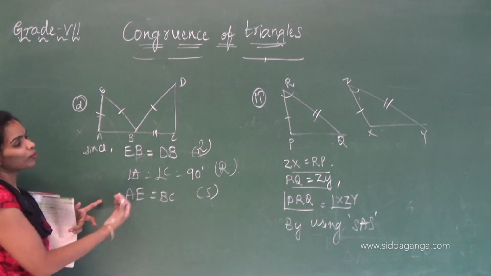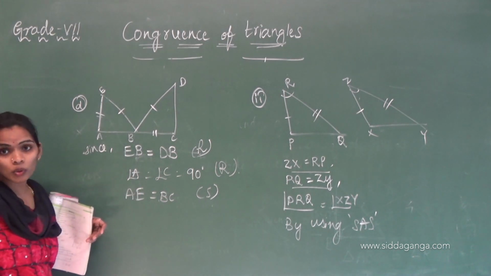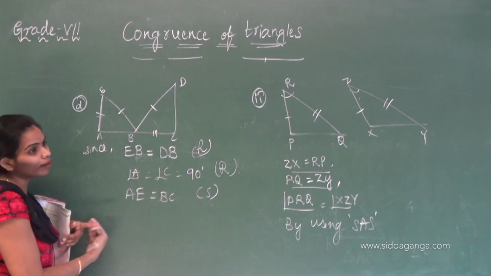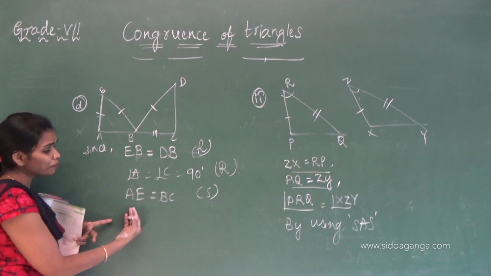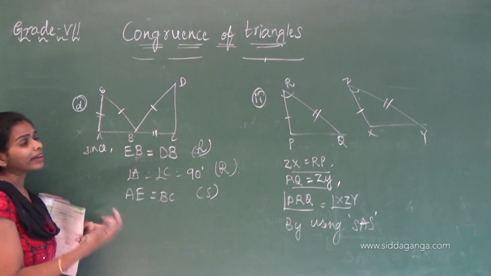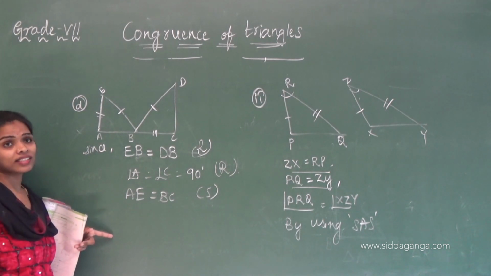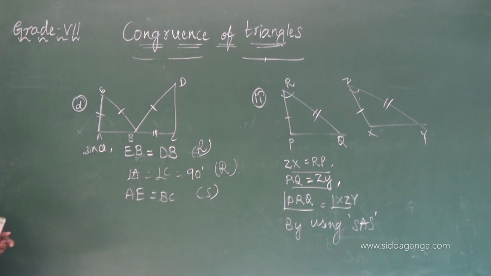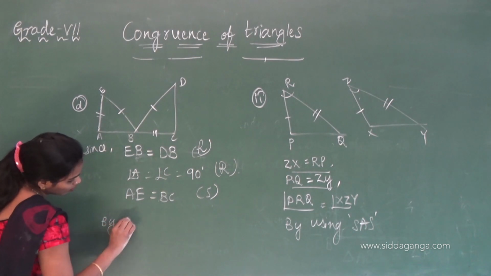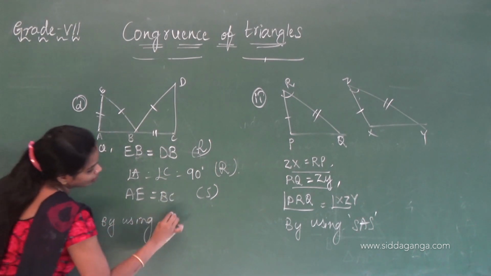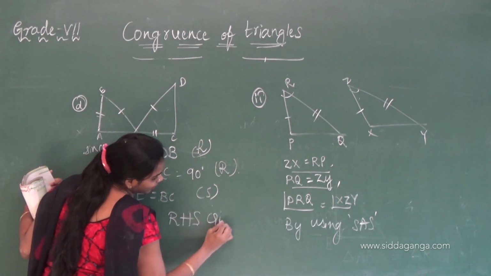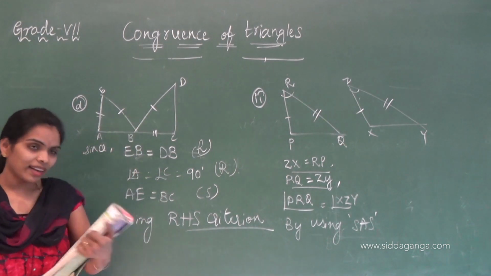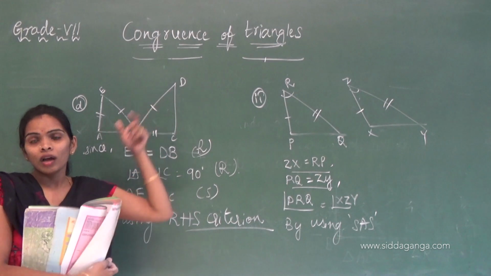Now, by using the RHS criteria, what does the RHS criterion tell? If the hypotenuse and one other side of a right angle triangle are equal to the hypotenuse and the other side of another right triangle, then we can tell that the 2 triangles are congruent. And then we have to write: by using RHS criteria, we are telling that the 2 given triangles are congruent.